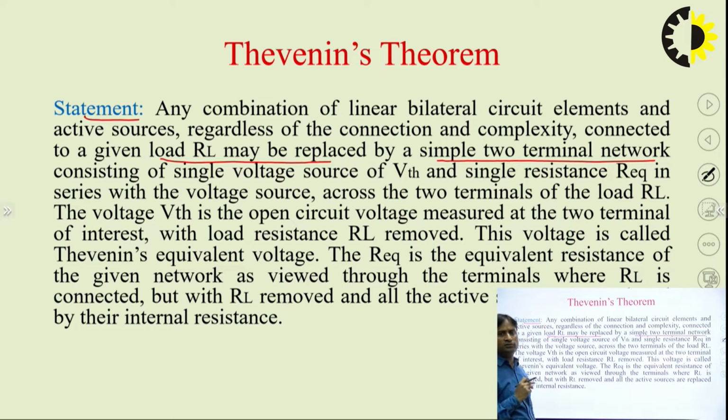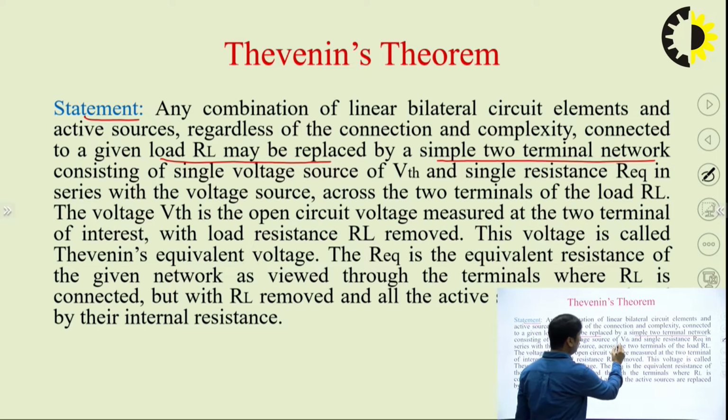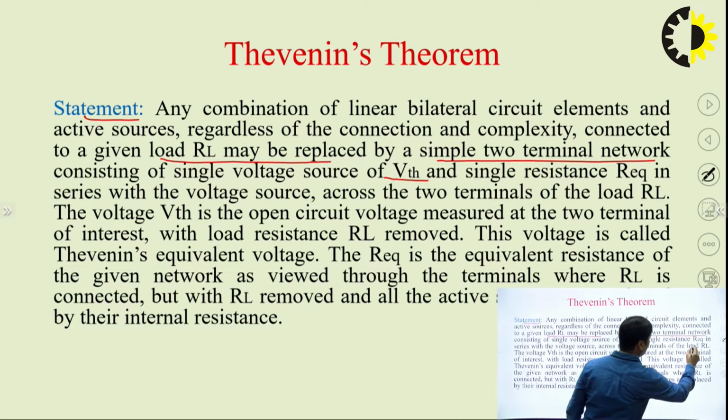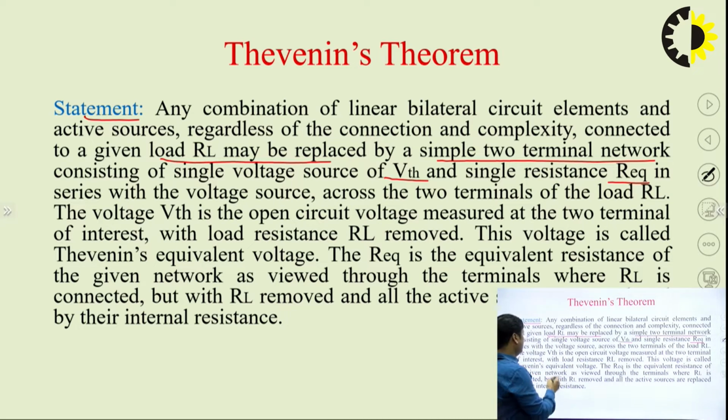It consists of only a single voltage source and a series resistance. The single voltage source we call VTH, the Thevenin voltage, and the single resistance we call R equivalent, in series with the voltage source, across the two terminals of the RL. This voltage VTH, the Thevenin voltage, is an open circuit voltage measured at the two terminals of interest, where we are finding the current or the voltage, with load resistance RL removed.